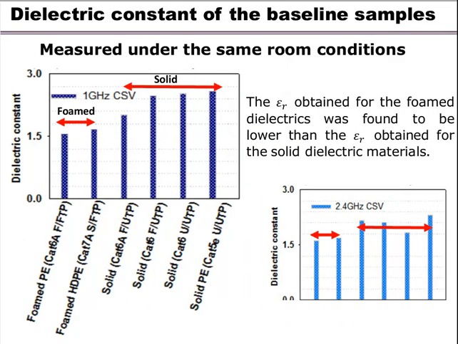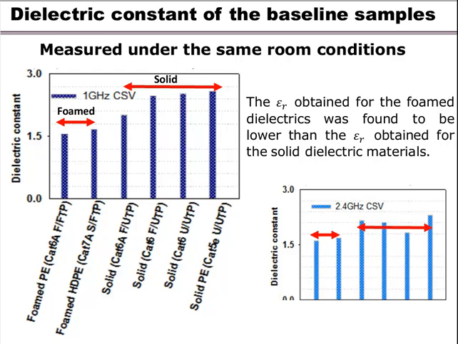Now let's look at the results of the dielectric constant obtained at room temperature and across the 3 frequencies. As shown in the left figure, at 1 GHz, the dielectric constant of the samples obtained from the higher categories of cable was lower when compared to the dielectric constant obtained from the samples from the lower categories of cable. It is also apparent that the dielectric constant for the foamed dielectric samples is lower when compared to the dielectric constant of the solid materials.